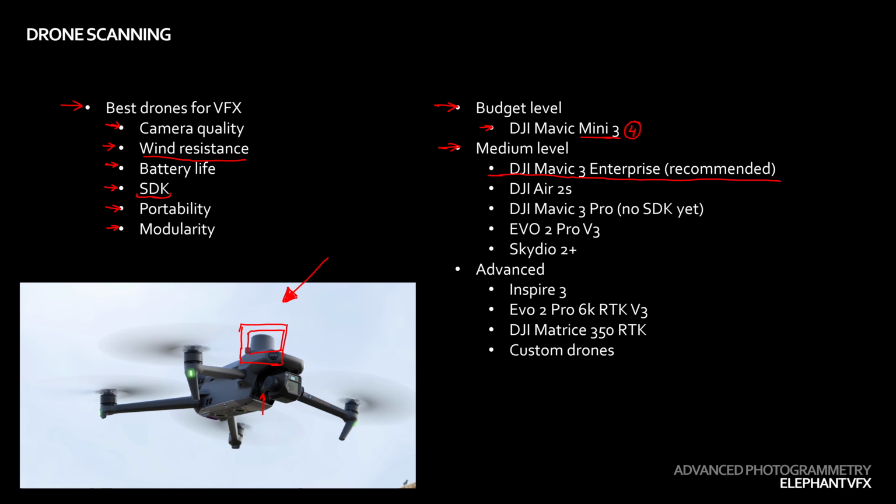I do not own a DJI Mavic 3 Enterprise, but I rented it before, and in my opinion, it's just the best drone for visual effects work. Then there is the DJI Air 2S, which is cheaper, but it also ticks all the boxes here. So I would also recommend the DJI Air 2S.